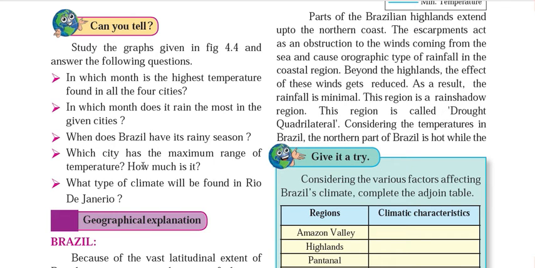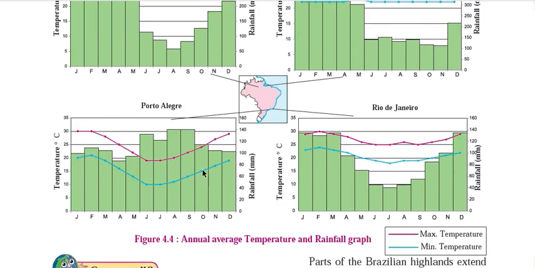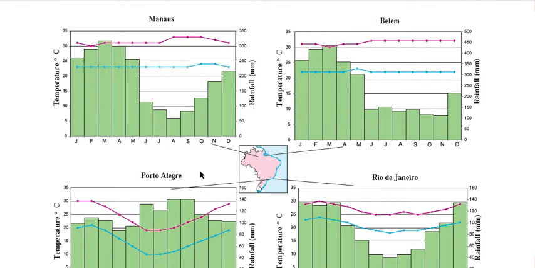Which city has maximum range of temperature? How much is it? Let's see here. How will you find the range? Range means the upper limit and lower limit of temperature. So upper limit of maximum temperature and lower limit of minimum temperature. This is the lower limit of minimum temperature. How much is it? Around 22 degrees Celsius. Here it is 33 degrees Celsius. So the difference between the maximum and minimum is how much? This is 22 and this is 33, almost 10 to 11 degrees Celsius. Over here, if you consider this one 22, here it is 32, 10 degrees Celsius.